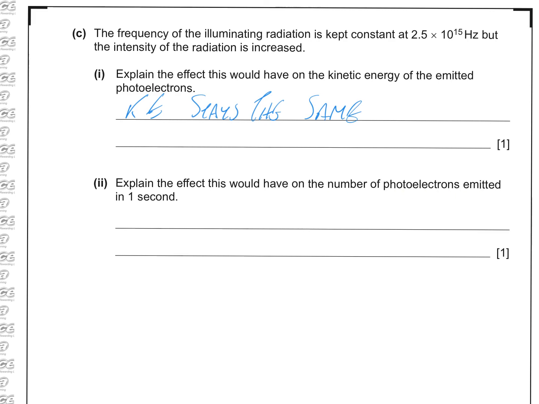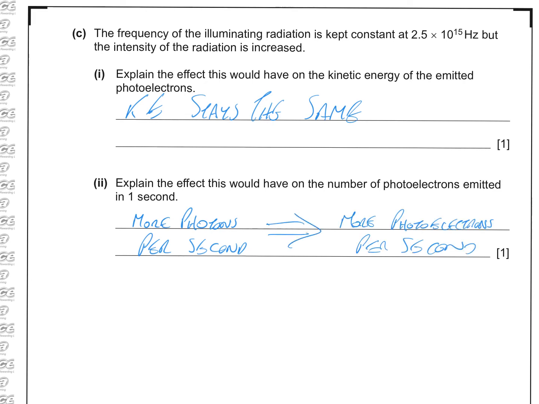So what effect would this have on the number of photoelectrons? Well, the increase in intensity will produce more photons, and more photons coming in will produce more photoelectrons. So we would expect the number of them to increase, like the photocurrent, if you were measuring it in a little circuit. So we're sending in more photons, we're going to get out more photoelectrons.